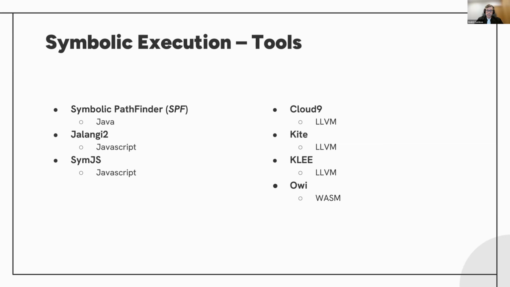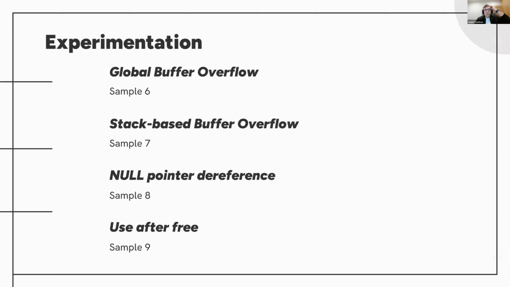Despite CLI and OE being designed for different architectures, CLI for LLVM and OE for WebAssembly, both support symbolic execution for C and C++ applications. So we can compile C for an LLVM architecture and WebAssembly. I will show you four of the samples that we tested.